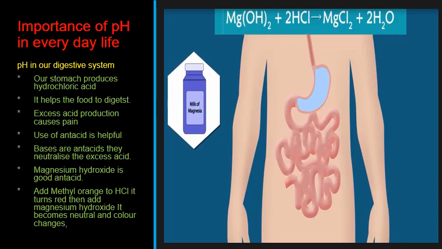So let us do a small activity. Just take some HCl and add some methyl orange to it. It turns red. Again add the magnesium hydroxide in the test tube. Automatically there is a reaction between HCl and magnesium hydroxide, and it becomes neutral, so the color also changes.